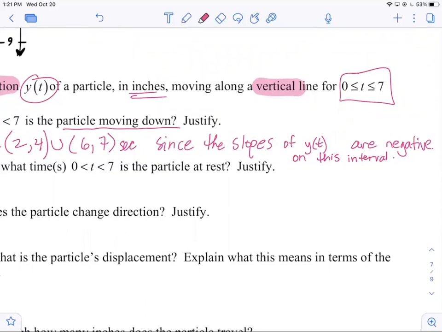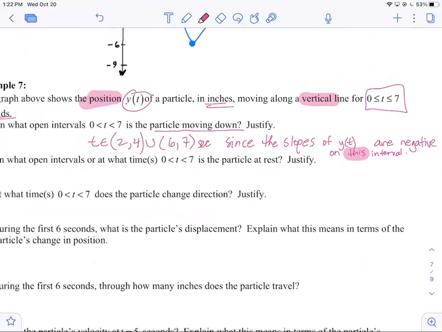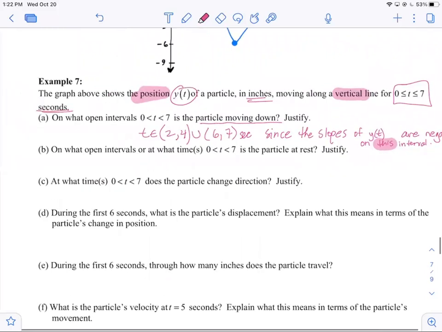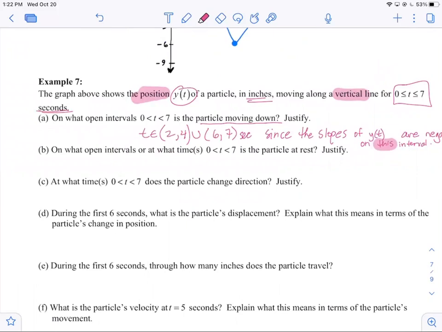Okay. Always refer back to the point or the interval. And remember, I said you always want to talk about a sign or a sign change. If you would have said since y of t is decreasing on this interval, I wouldn't recommend that, especially later when we get into what's called the first derivative test. So get in the habit of talking about a sign or a sign change. That would work. t ∈ that interval, since the slopes of y of t are negative on this interval. Perfect.